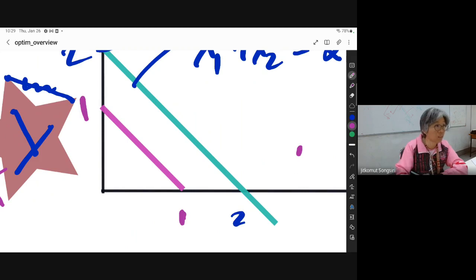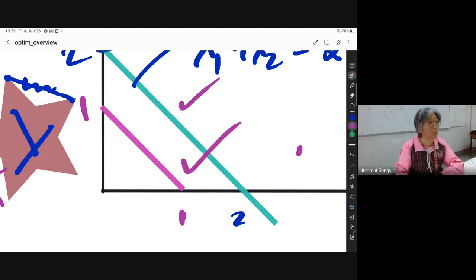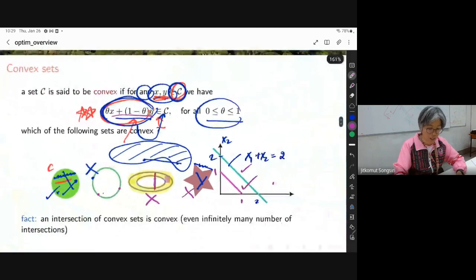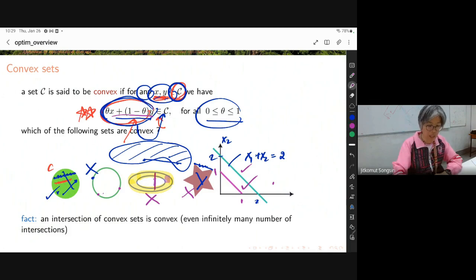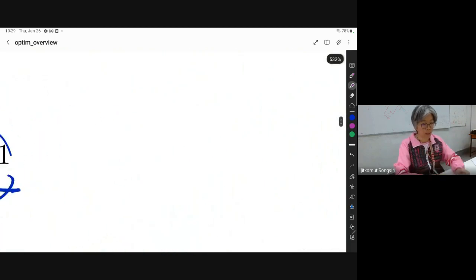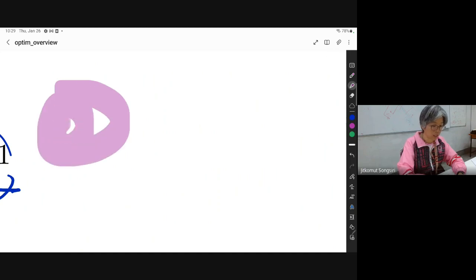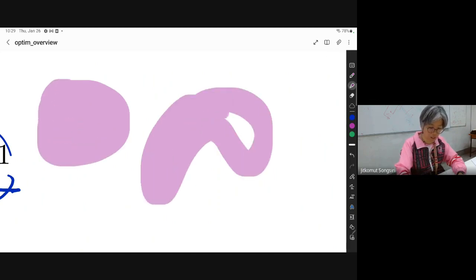Convex? Yes, it is convex. This is convex. Okay. So I think, if I don't go through mathematical expression and just draw it freely, the first one, is it convex? Maybe it's not clear. The first one is convex.